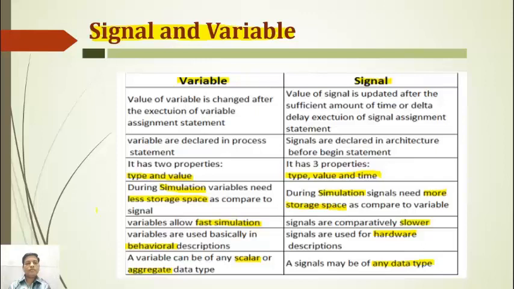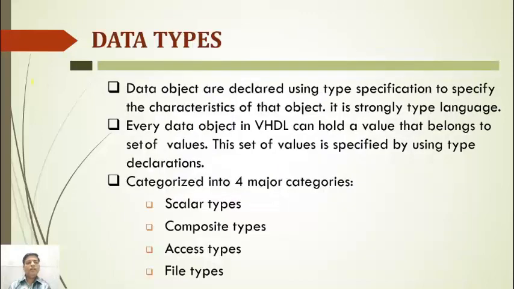So next topic, data types. Data objects are declared using type specification to specify the characteristics of that object. It is a strongly typed language.